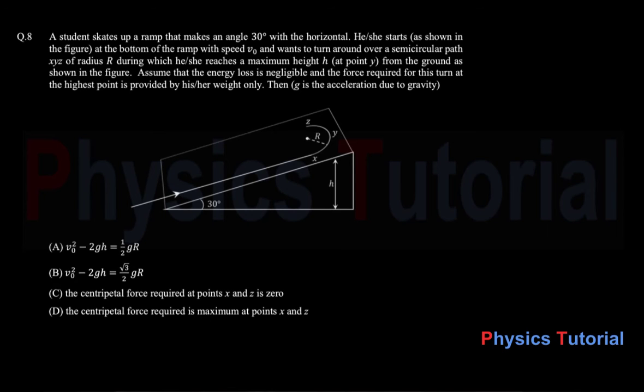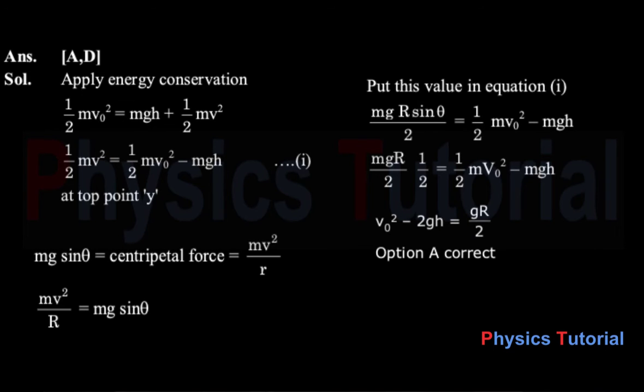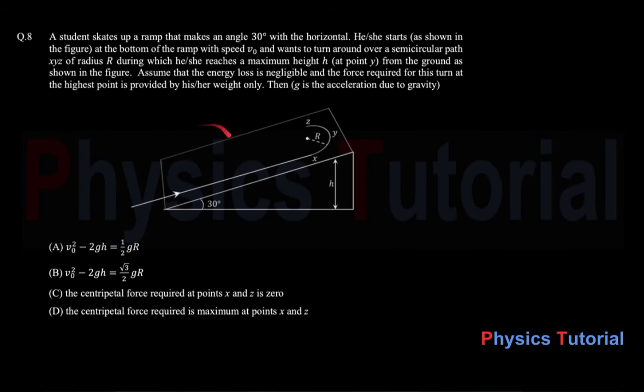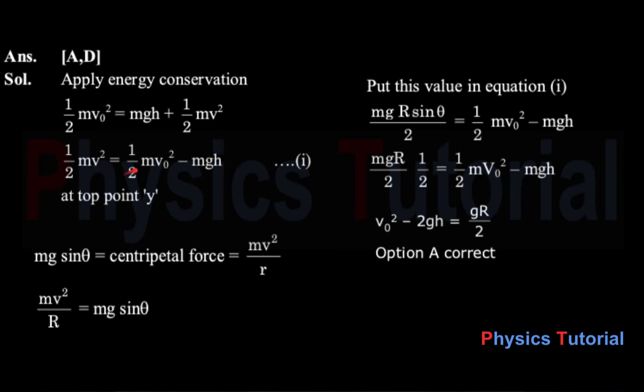Anyhow, come to the point. For A and B options, apply conservation of energy. Applying conservation of energy, half of m v naught square is equal to mgh plus half of mv square, because the velocity v naught is given in the question. So half mv square is equal to half m v naught square minus mgh on transposing. At top point y, mg sin theta is equal to mv square by r. You can equate it and put this value in equation 1. So you will find v naught square minus 2gh equal to gr by 2. That is option A correct.